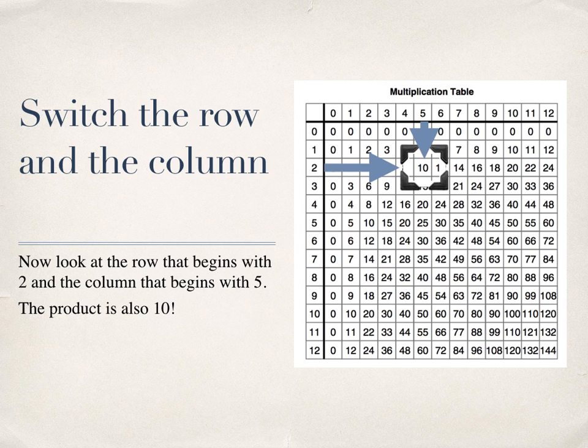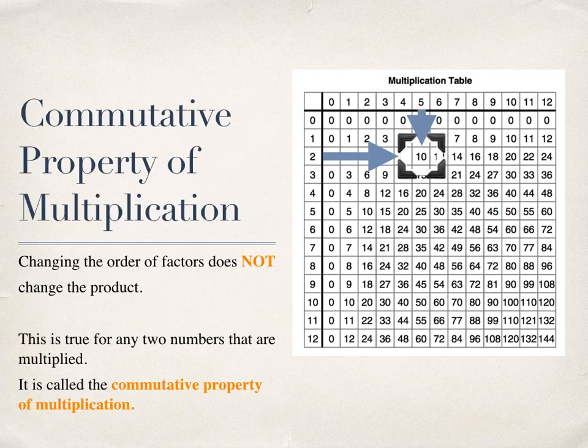We can switch the row and the column. Look at the row that begins with 2 and the column that begins with 5. If we follow them to where they meet, the product is also 10. We call this the commutative property of multiplication. Changing the order of factors does not change the product. This is true for any two numbers that are multiplied.